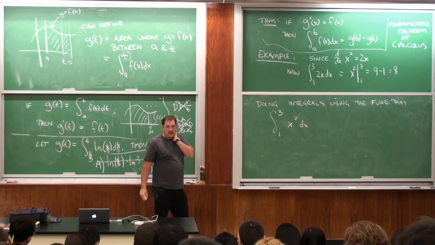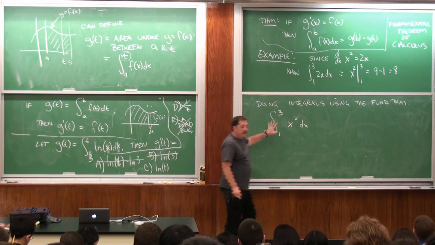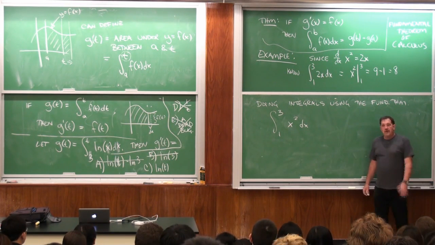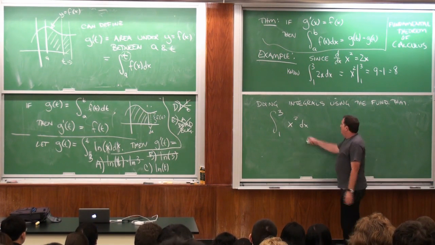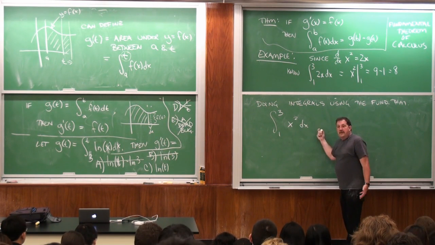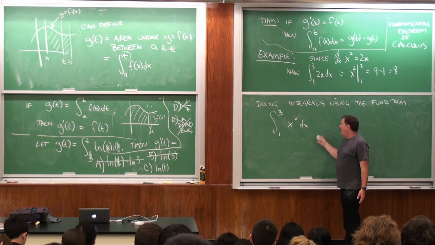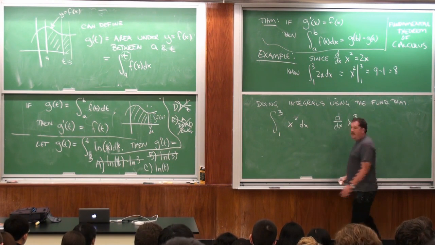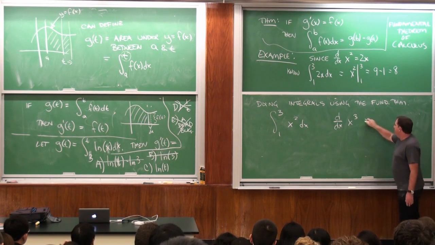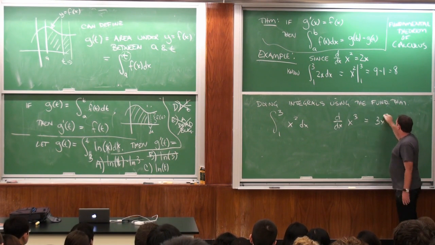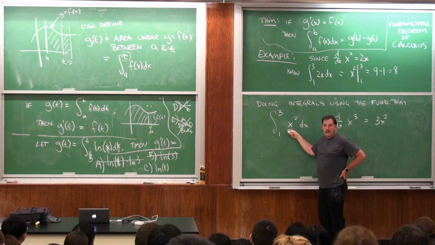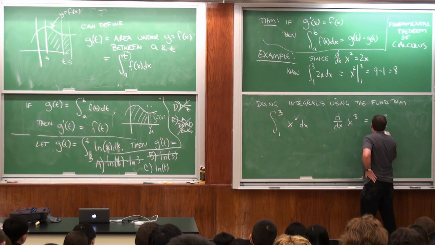So using the fundamental theorem, I just need to find a function whose derivative is x squared. The power here is 2. When I take the derivative, the power decreases by 1, so I would guess that I'd need a third power. But when I take the derivative of the third power, I get an extra factor of 3 that I don't like. Here there's no 3 sitting there. So I just divide everything by 3.